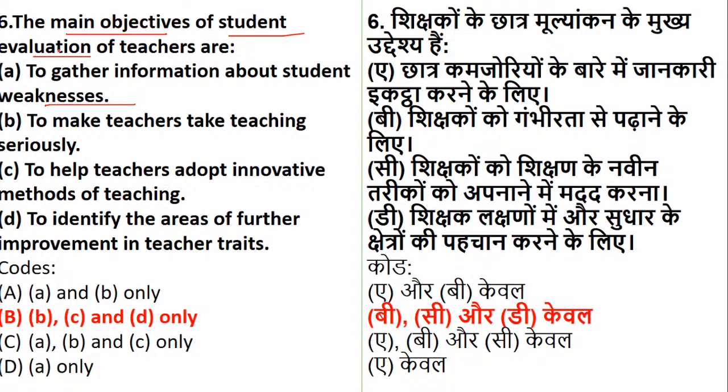The main objective. Main means the most important objective. So we do evaluation of a student to find out, no doubt, their weaknesses and strengths. But what the question is asking is the main objective. And what is the first option? To gather information about the weaknesses only? No, this is not the right option. Next, to make teachers take teaching seriously?